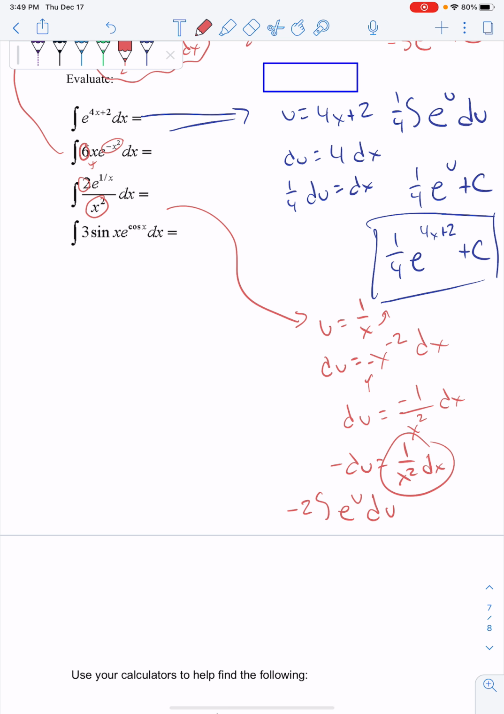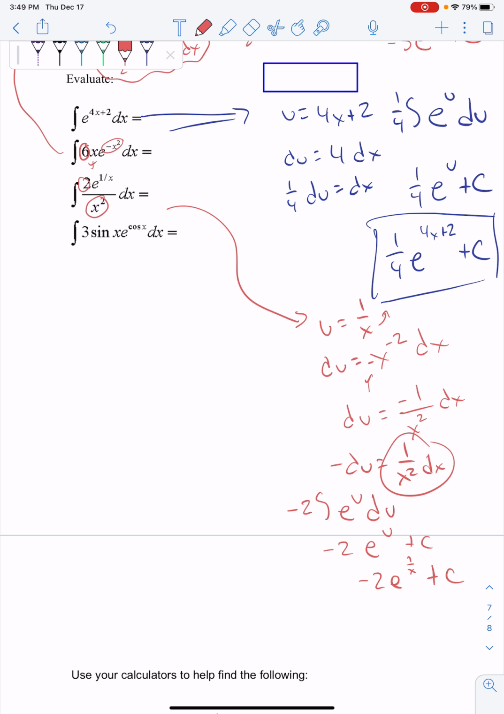And then out in front, I need to remember to put that negative that came with my du, because I had a negative du. So my integral becomes -2 e to the u plus c, which is -2 e to the, my u was what? 1 over x, plus c.